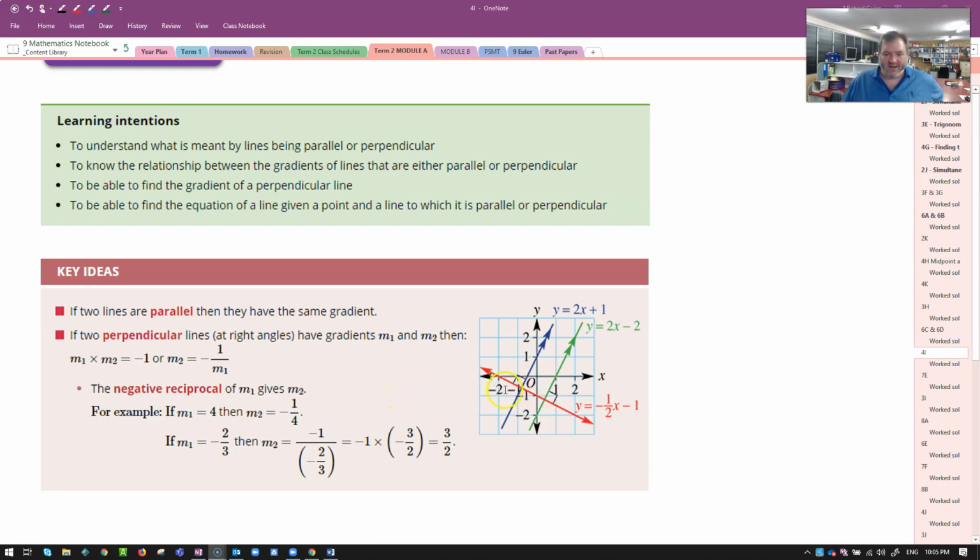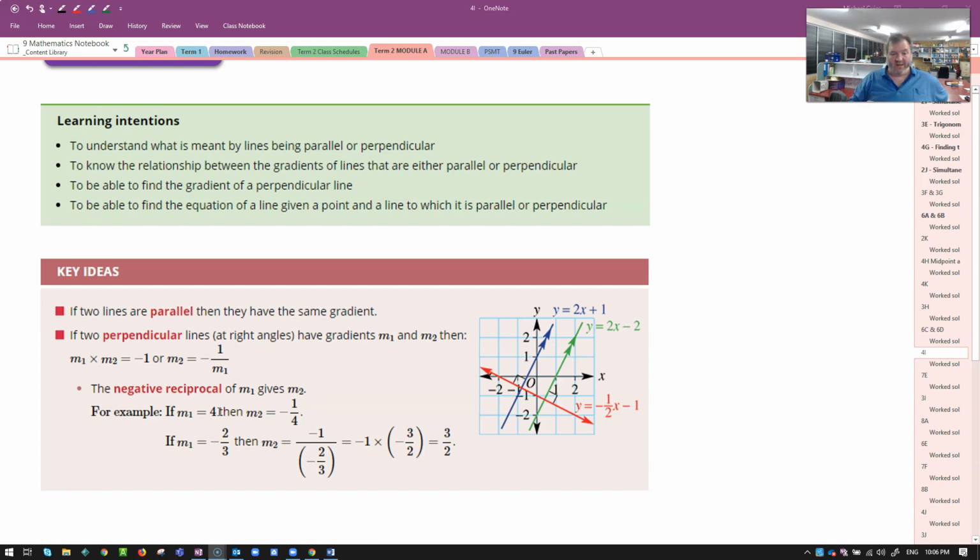Here, perpendicular lines are indicated by a right angle. Now, there's an easy way to find the gradient of a perpendicular line. And they tell you over here, it is the negative reciprocal. So, if I know the gradient of one line is 4, the negative reciprocal: negative, put a minus sign in front of that 4, it'll be negative 4. Reciprocal, turn a fraction upside down. Well, 4 is 4 over 1. Turn it upside down, 1 over 4.